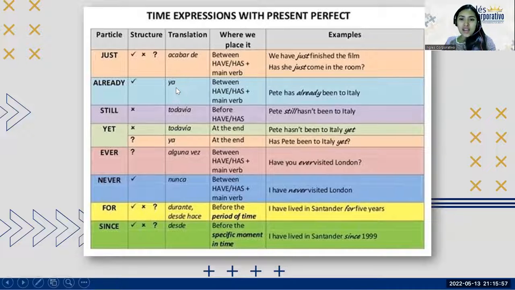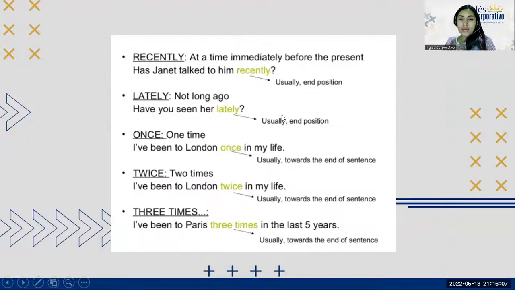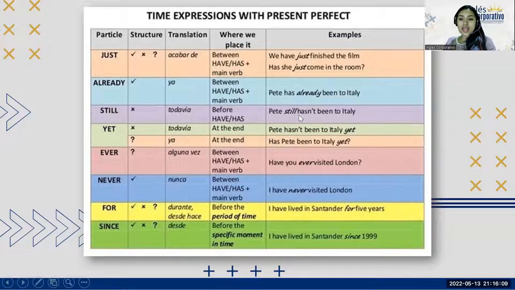Already? Ya. Es algo que usted ya hizo. Pete has already been to Italy. ¿Ok? Still, lo que vamos para negativos. For example, Pete still hasn't been to Italy. Todavía no ha estado o no ha ido a Italy.